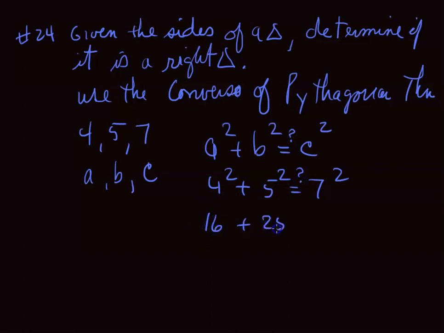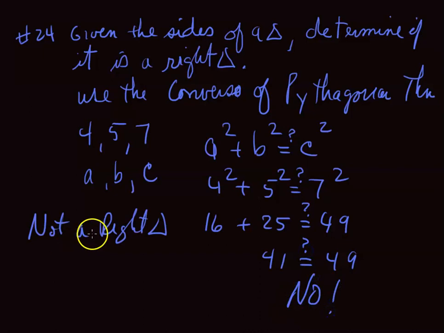16 plus 25, does that equal 49? So 16 and 25, that's 30, is 41. Does that equal 49? Question mark. No. So this is not a right triangle.